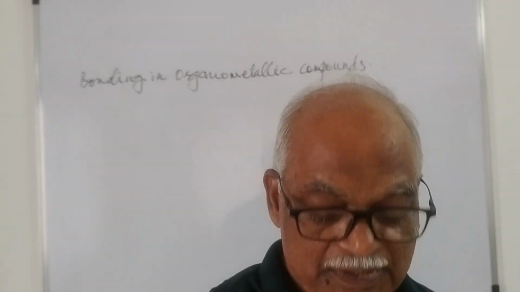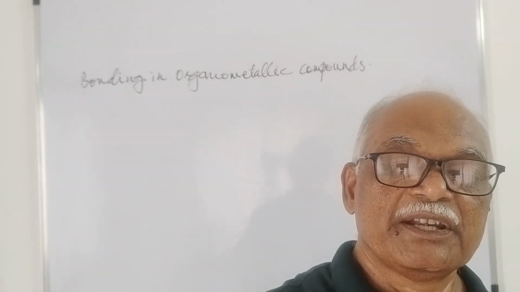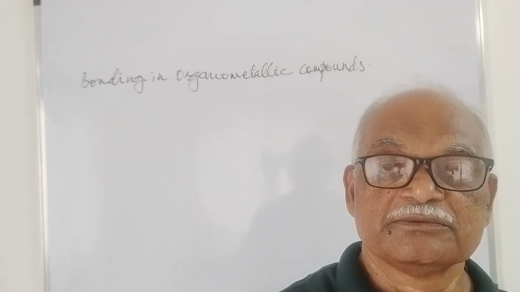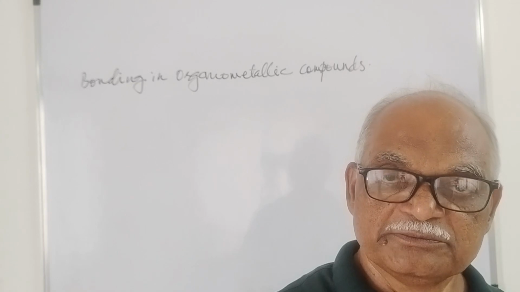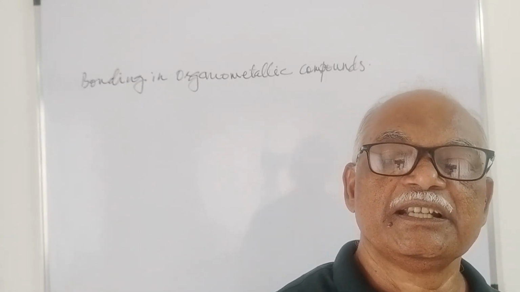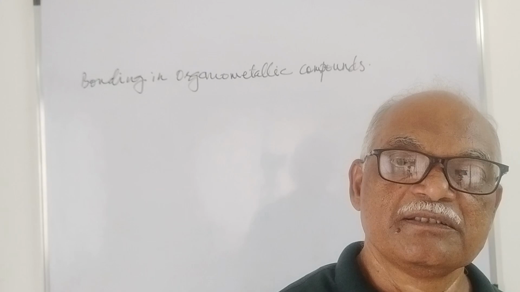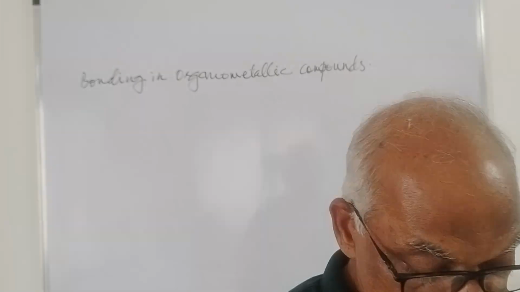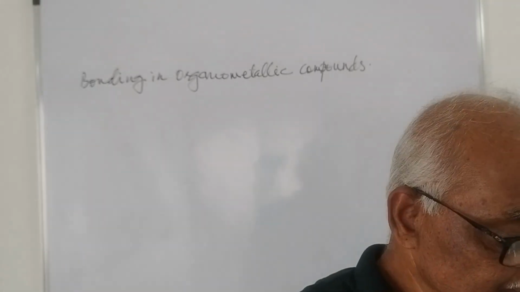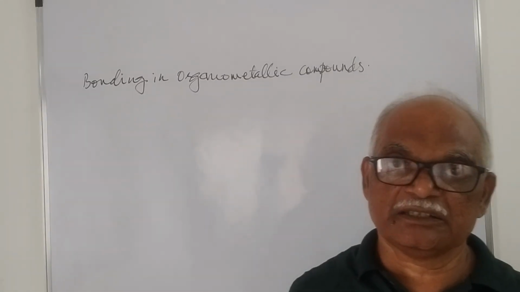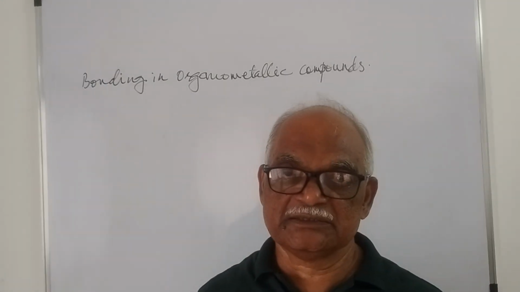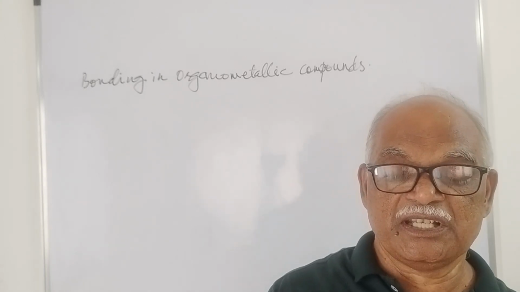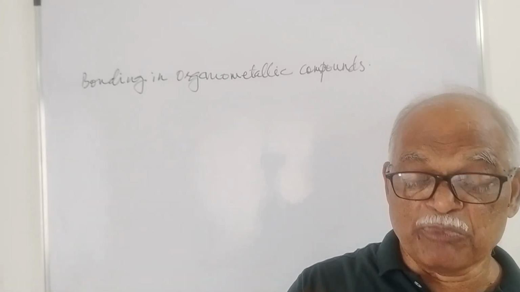This is important because every reaction determines its future, whether it will undergo reaction, whether it is stable or unstable. These things are determined by understanding the nature of bonding. So first of all, we come to know that the nature of bonding concerned with organometallic compounds is the metal carbon bond.